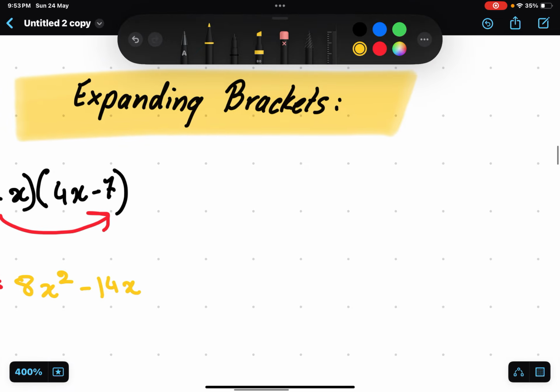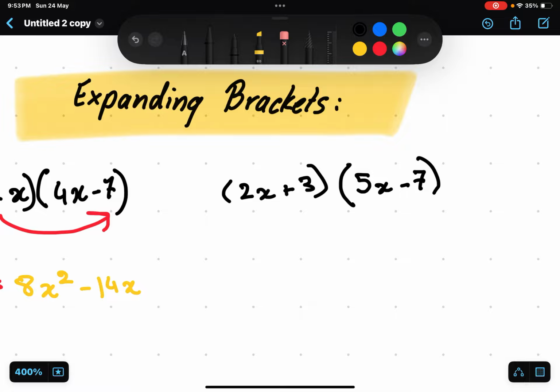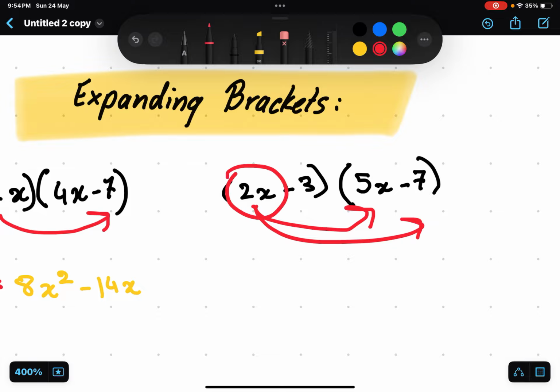Now, moving on to a bit of a trickier bracket. Let's try expanding 2x plus 3 and multiplied by 5x minus 7. So again, let's start by identifying our terms over here. So our first term is here, second here, third here, fourth here. Beautiful. Now we know what our terms are. So now we're going to go ahead and multiply each of the terms over here by each of the terms over there. So let's start with 2x.